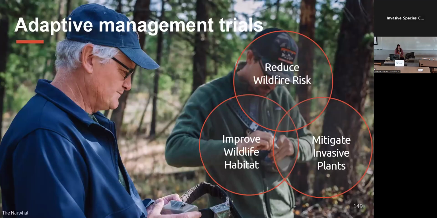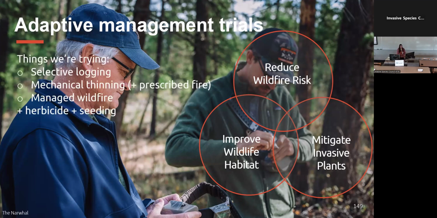And so what we're trying to do in this project is thread the needle between reducing wildfire risk, improving wildlife habitat, while mitigating invasive plant species, recognizing that the current condition of these forests is highly undesirable and it's not meeting values for any of these objectives. So we're trying a variety of logging and mechanical thinning treatments with and without prescribed fire, managed wildfire, as well as looking at herbicide and seeding and other invasive management strategies in combination.